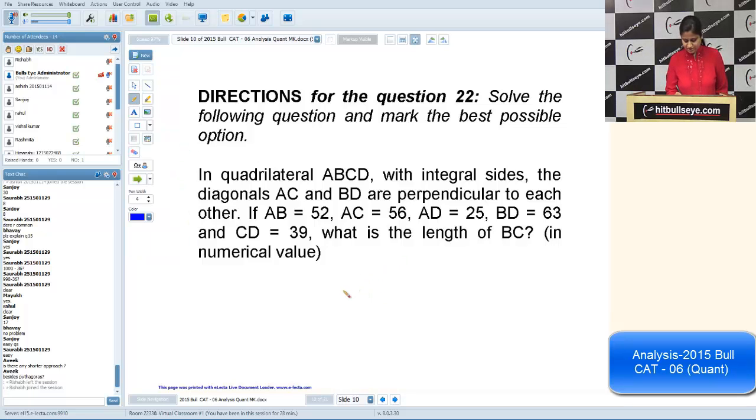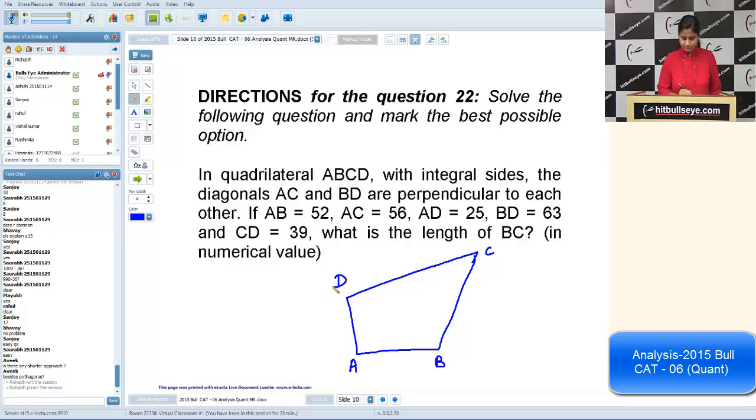I'm taking a random quadrilateral. Its name is ABCD. AB is given as 52, AD is given as 25, and CD is given as 39. And these are the diagonals.